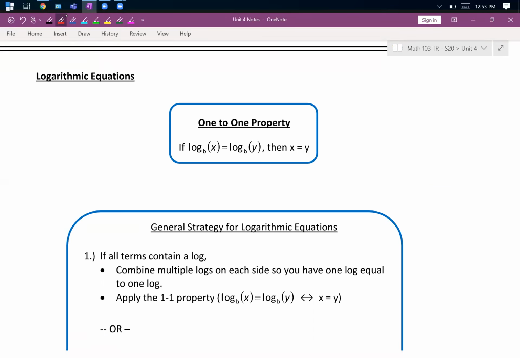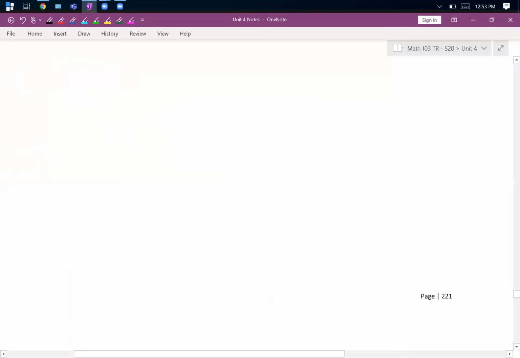Typically, we go in this direction with the property, and we end up dropping the logs. But you can actually go the other direction as well. If you have two things that are equal to each other, you can make them the argument of a log of the same base. So basically, we can put a log on either side and make what we were given originally the argument of those logs. That's the technique we need to use to pacify MyMathLab.